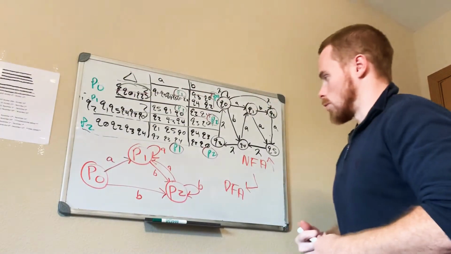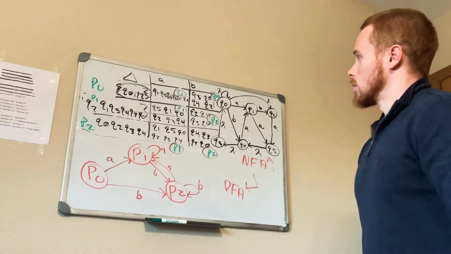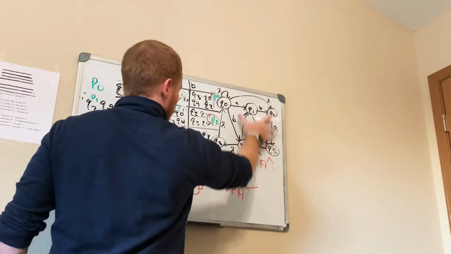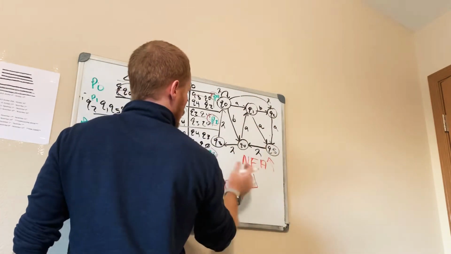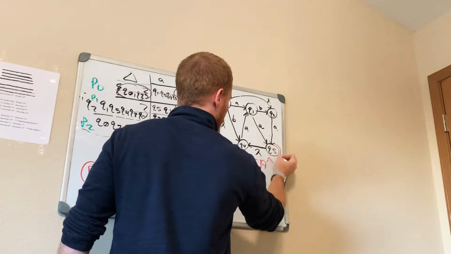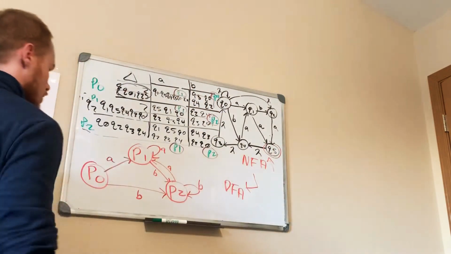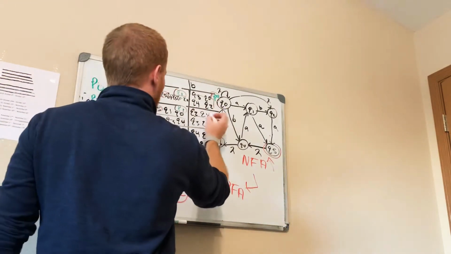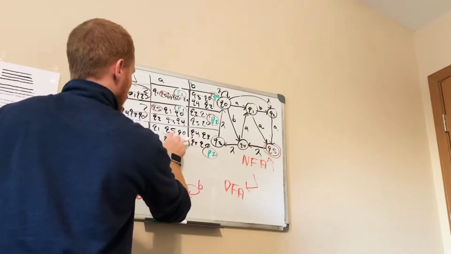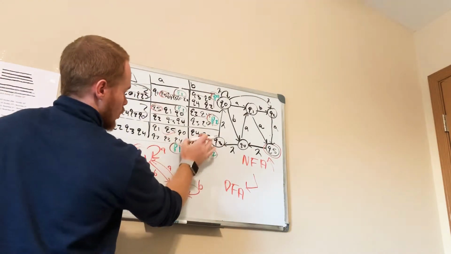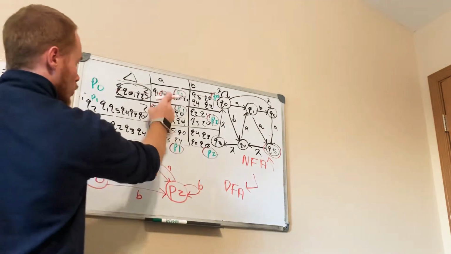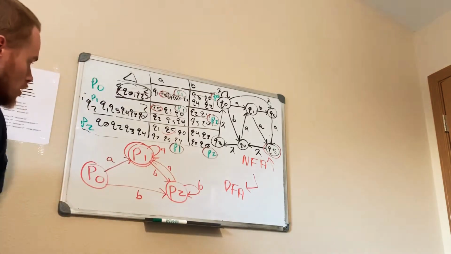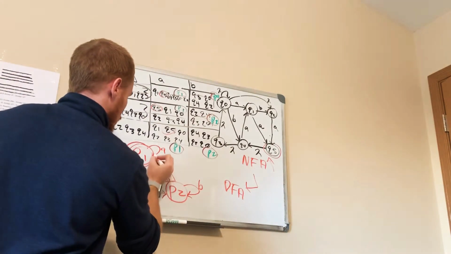Now, the other thing we have to look for is final states. Whatever was a final state in the NFA, this was a final state. Q5 is a final state, it's an accepting state. So wherever there's Q5, it's going to be an accepting state. There's not Q5 in P2. There is Q5 in P1. So P1 will be the accepting state. Hopefully that is not too messy.